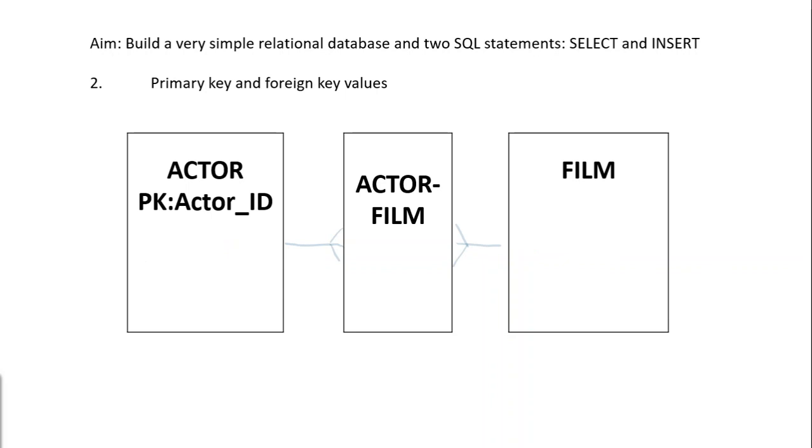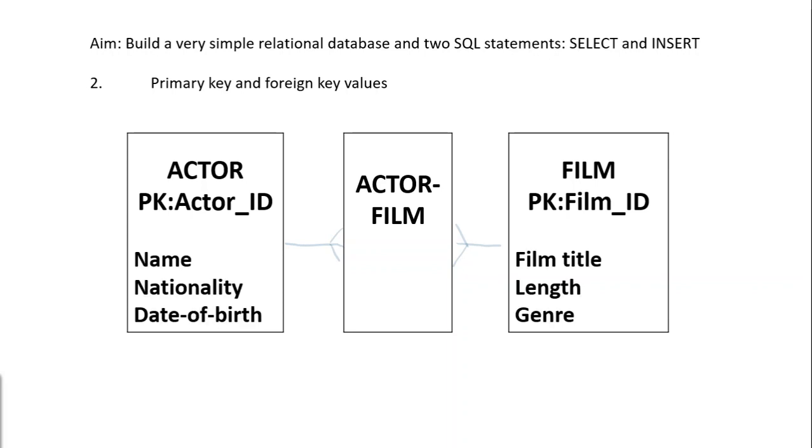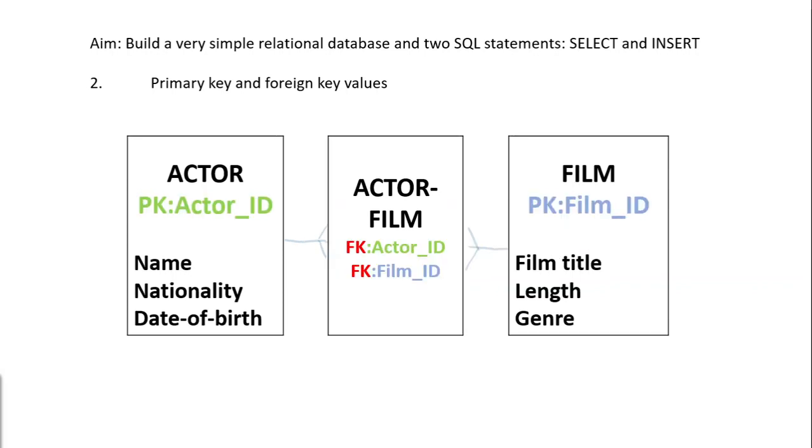The actor entity is defined with the primary key, actor ID. The film entity is defined with the primary key, film ID. The actor and film entities will contain other attributes, giving information about the actor and the film, but the values of these attributes are not relevant to linking the particular entities. These primary keys are also defined within the actor-film linking entity, but they are identified as foreign keys.